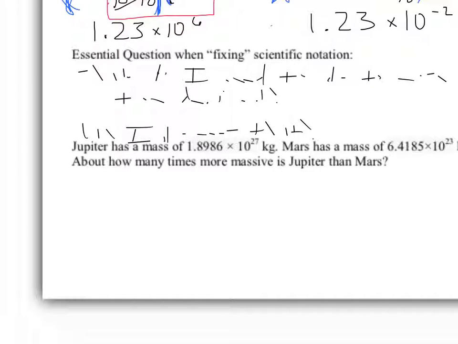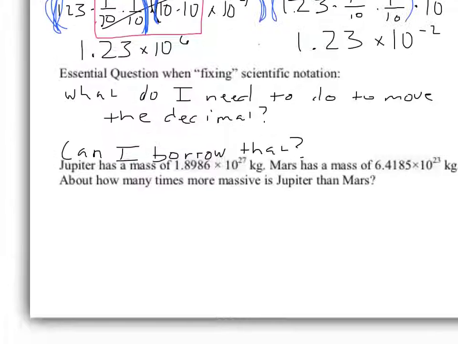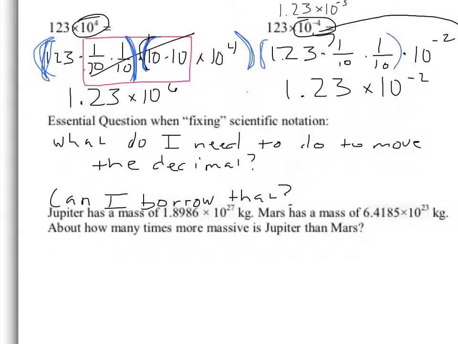All right, so just looking back at those last 2 problems, our first question was, what do I need to do to move the decimal? And our answer was multiply by 2 1/10. The next question was, can I borrow those 2 1/10 from my 10 to the 4th? The answer was no, because 10 to the 4th is multiplications of 10, not multiplications of 1/10. So when the answer is no, we have to fix it like this. When the answer is yes, like over here on this one, we can just borrow those 1/10 by splitting it up. All right?